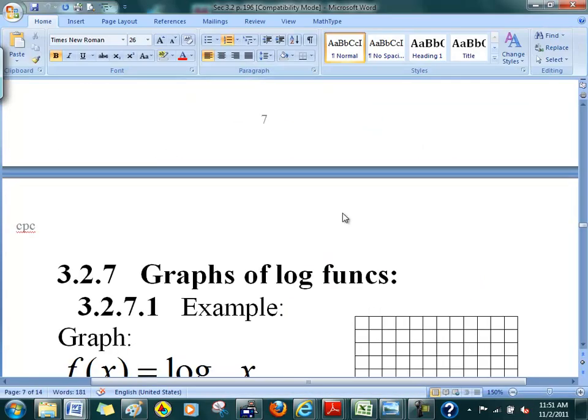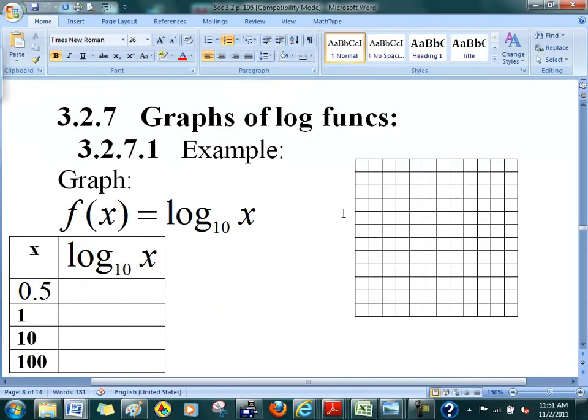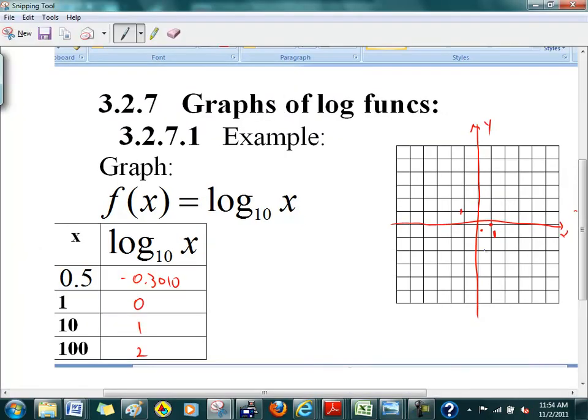Graph that. It should be looking like this. So what can you say about the y-axis in this particular graph? That's right, it's the asymptote. The asymptotes for log functions are vertical asymptotes. What do you think exponential functions will have? Exactly, because they are reflections of each other. So if one's vertical, the other one's got to be horizontal.